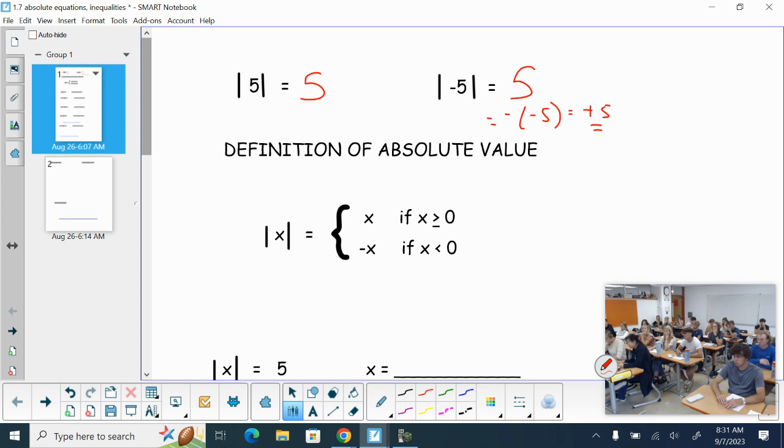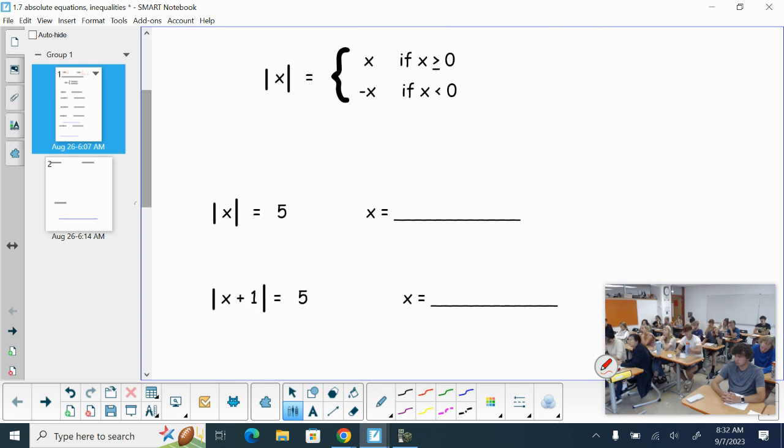So by our formal definition, we can now evaluate integrals and solve absolute value equations by looking at this definition of absolute value. Well, let's solve an equation. They have the absolute value of x is equal to 5. What values of x would make this work? Miller? 5 and negative 5.